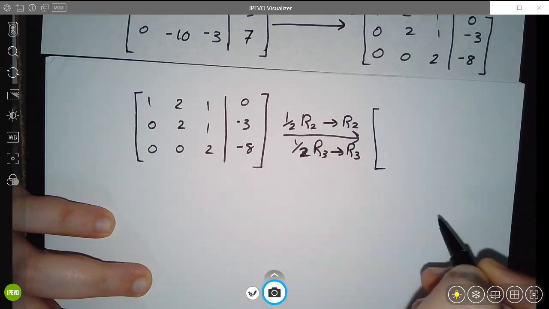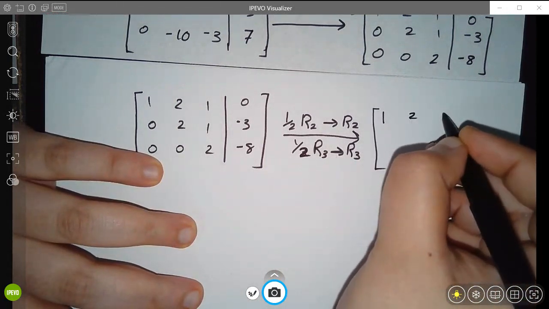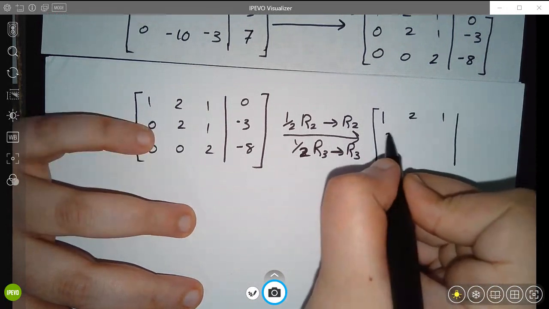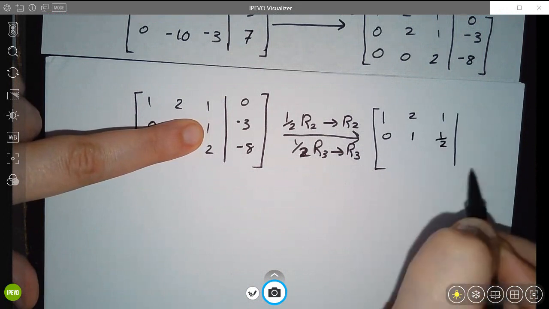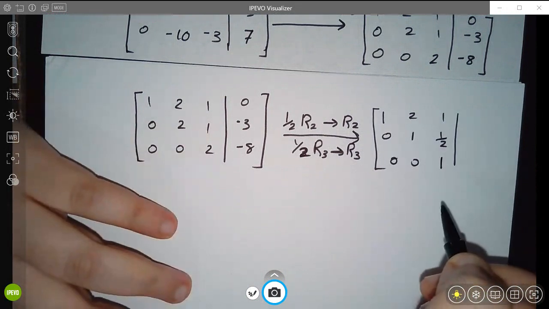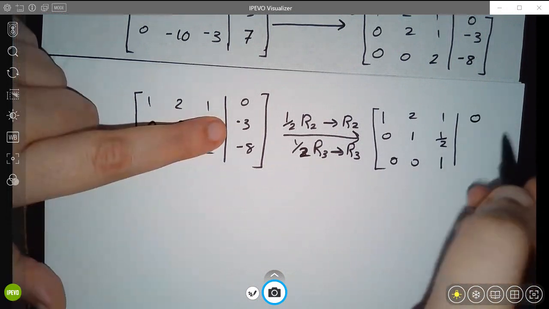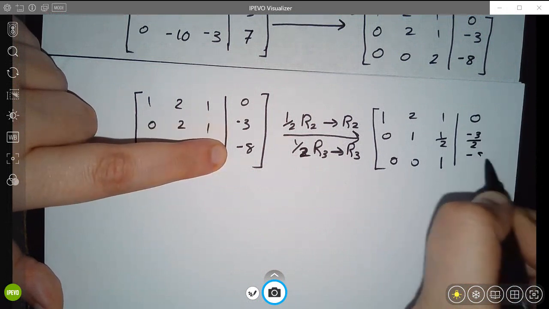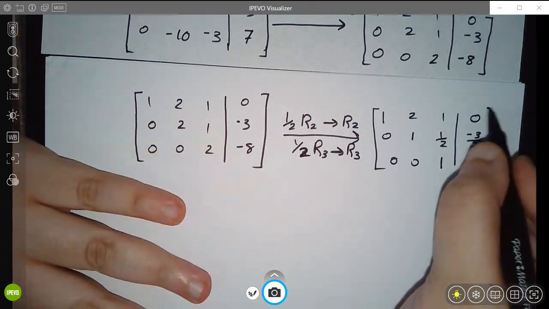So here's the new matrix. 1, 2, 1. 0. Now divide by 2, 1. Divide by 2, 1/2. 0, 0. Divide by 2, 1. Okay? Now the answer first one is 0. 3 divided by 2 is -3 over 2. And -8 over 2 would be -4. Right?